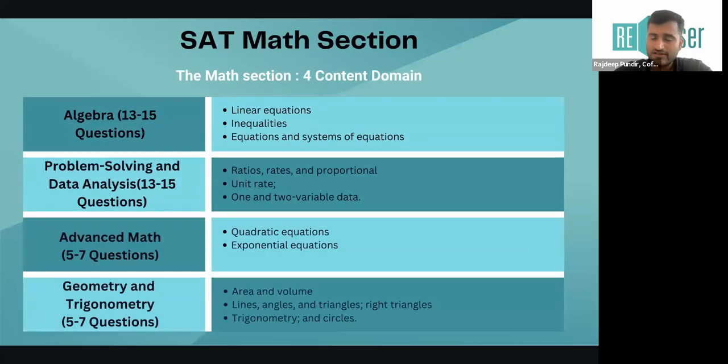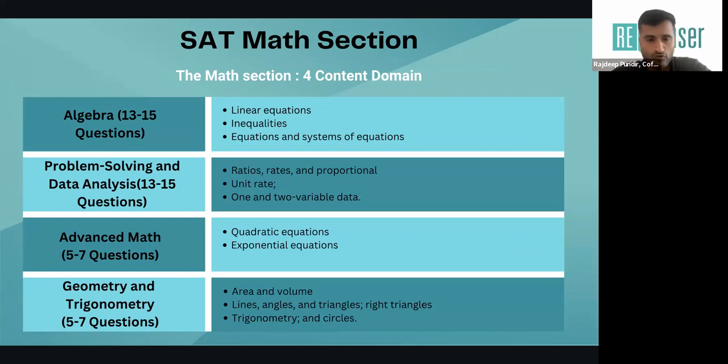What are they testing you on? They're largely divided into 4 major categories. First one is algebra, which generally tests your linear equation, inequalities, equation, and system of equation. Problem solving and data analysis, which is ratio, rate, proportion, 1 and 2 variable data. The third one is advanced math, which includes everything which is non-linear, quadratic equation, exponential equations. The fourth one is geometry and trigonometry, which is area, lines, angle, triangle, volume, trigonometry, and so on, right?